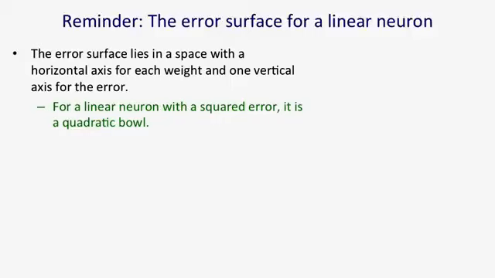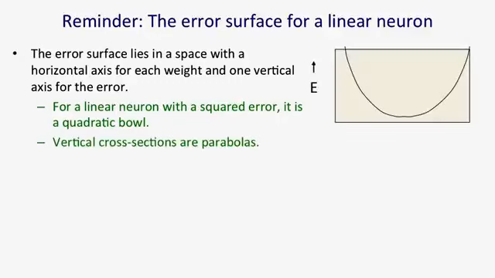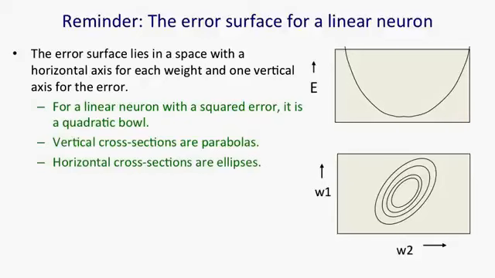We've seen this before, but let's start with a reminder about what the error surface looks like for a linear neuron. The error surface means a surface that lies in a space where the horizontal axes correspond to the weights of the neural net and the vertical axis corresponds to the error it makes. For a linear neuron with a squared error, that surface always forms a quadratic bowl. The vertical cross-sections are parabolas, and the horizontal cross-sections are ellipses.